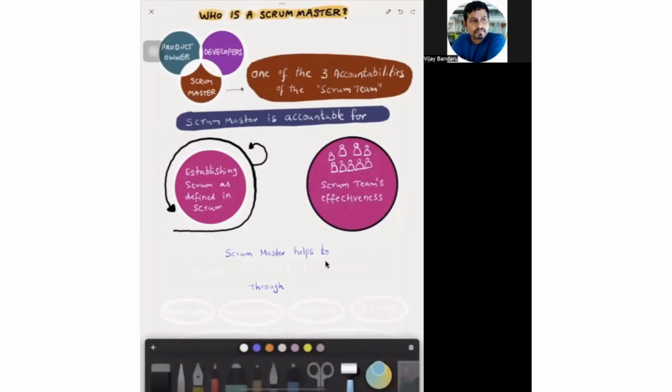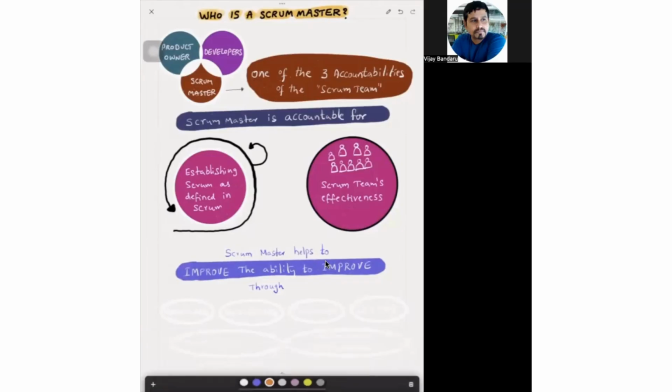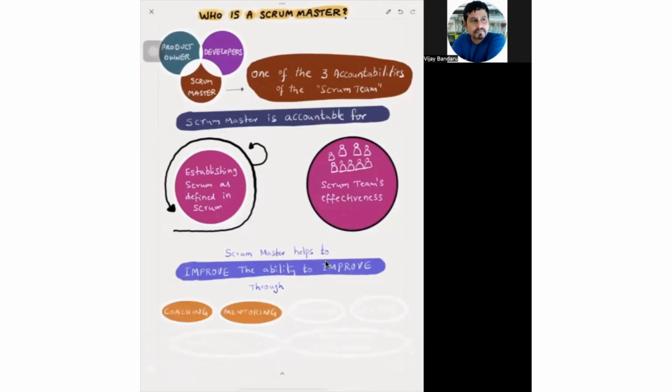So primarily the Scrum Master helps to improve the ability to improve at all levels, not only at the team level. It could be the team or individual team members, the product owner, one of the leadership team members, or any other department in the organization. They do this by coaching, mentoring, training, serving, facilitation, and helping remove impediments. So these are the focus areas of the Scrum Master.